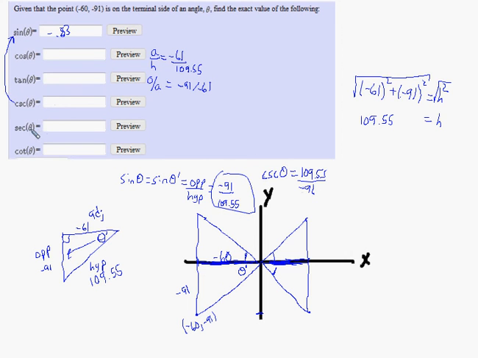The secant, turns out, is the reciprocal of cosine. So whatever your answer was for cosine, you just reciprocate it. Since cosine is adjacent over hypotenuse, the secant function is the hypotenuse over the adjacent. So you would just flip these. And the cotangent is the reciprocal of tangent. The tangent is opposite over adjacent, so the cotangent is adjacent over opposite. You'd write negative 61 over negative 91.